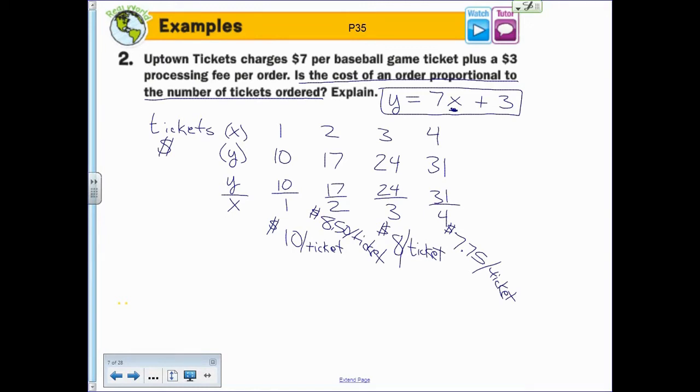So it doesn't matter. All I have to do is find one of these ratios to not be the same. So as long as there's 2 different, we know that this is non-proportional. Proportional, they have to be all the same.